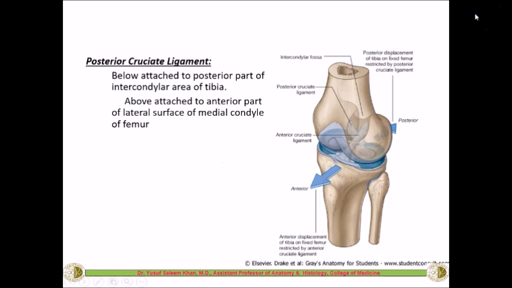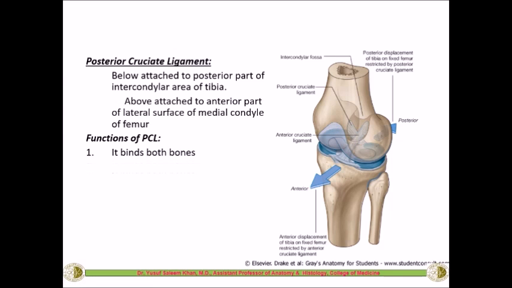So it will come in the front. If you can see here, it is coming in the front and getting attached to the lateral surface of the medial condyle, because again the fibula is on the lateral side and the tibia is on the medial side, so this should be the medial condyle. So it is getting attached to the medial condyle on the lateral surface.